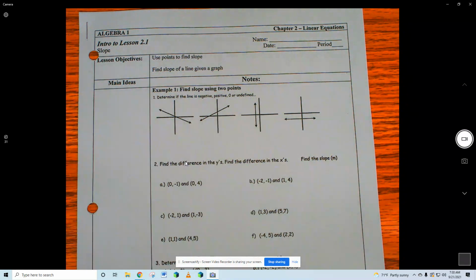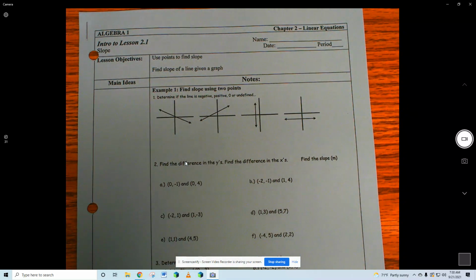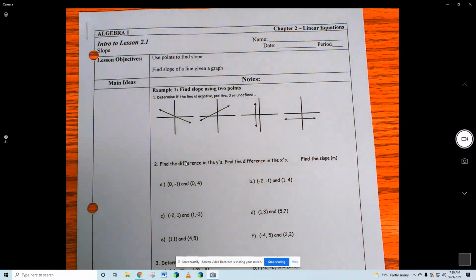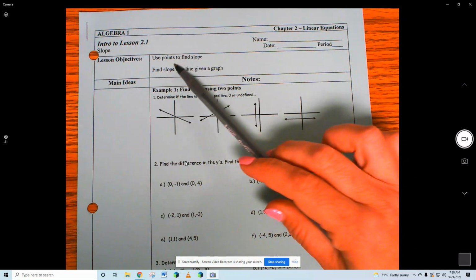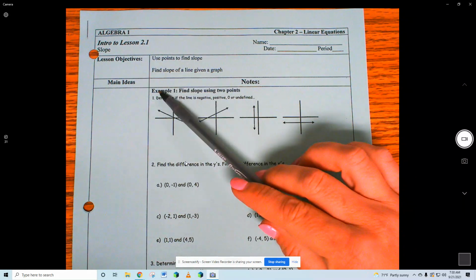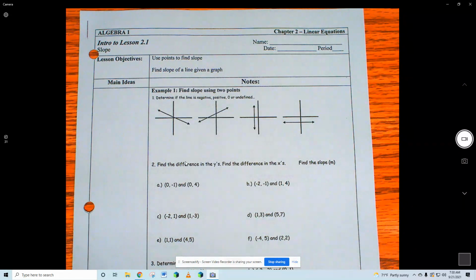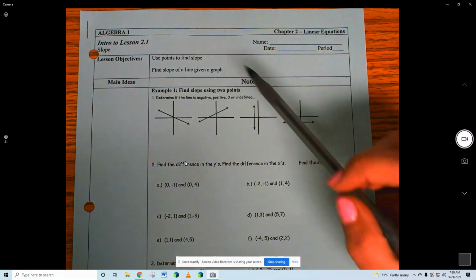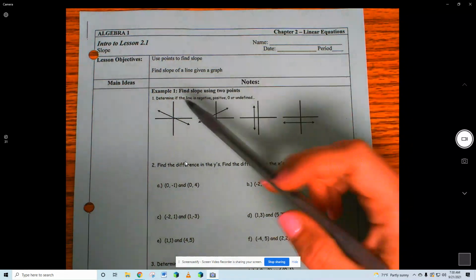We are using points to find slope, and we are finding the slope of a line given a graph. Well, first let's talk about slope and what that looks like. So I've got example 1, finding slope using 2 points.